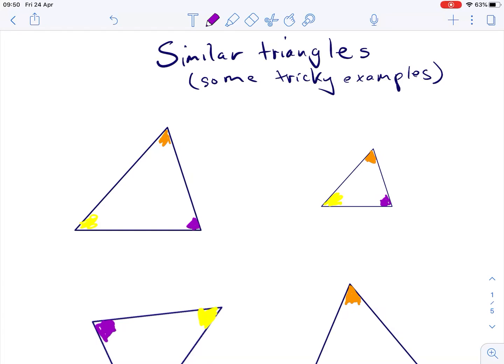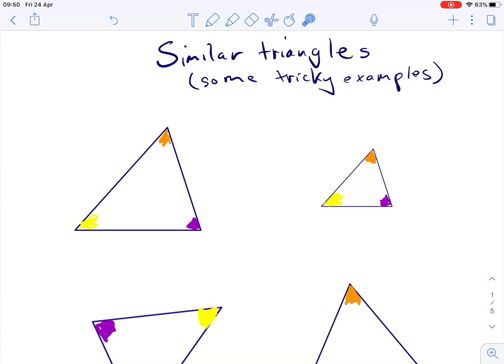Okay, hello and welcome to this video talking about similar triangles with a couple of special cases thrown in which often confuse. But before we get going, I'm going to start defining what makes two triangles similar.